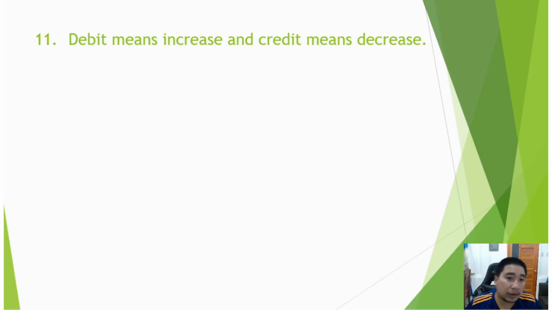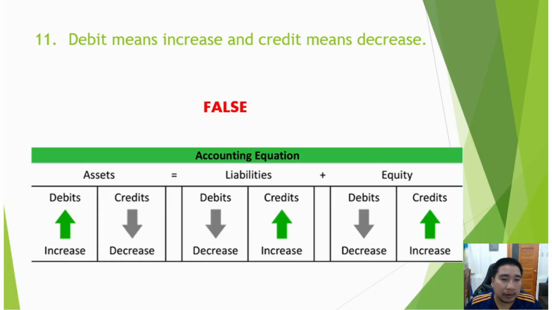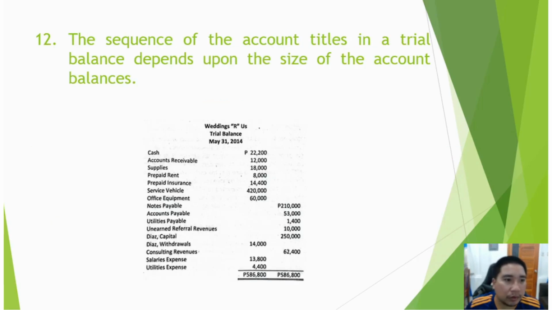Number 11, debit means increase and credit means decrease. This is false because debit can either mean increase or decrease. The same is true for credit. It could mean an increase or a decrease. It depends on what element and what account is being debited and what element or account is being credited. So yeah, it can either mean increase or decrease, but that purely depends on the element or the account that we are debiting or crediting.